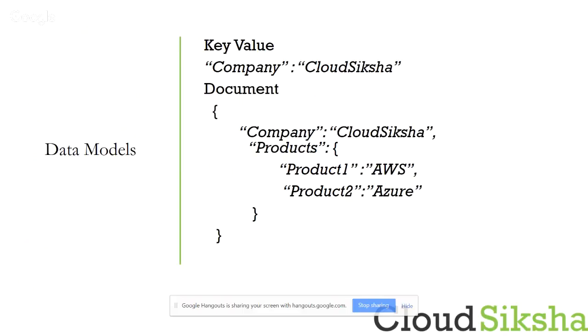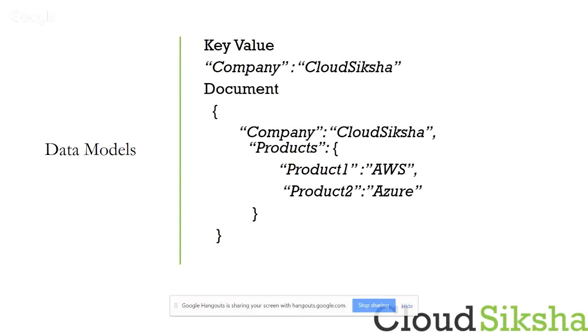Now, in a document database, the key could be something like details, right? And the document could be this JSON document that I've shown here. This JSON document becomes the value. The key could be company details, and this document becomes the value. So this is the difference between key value and a document database.